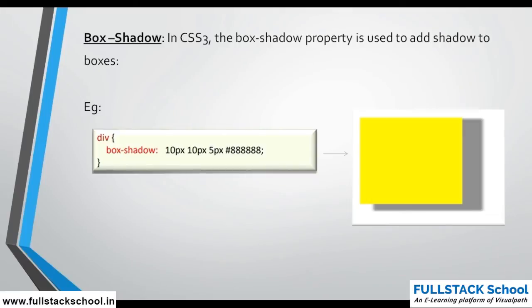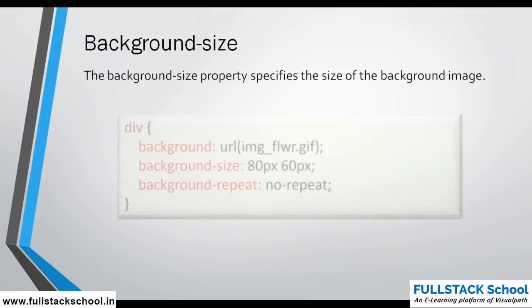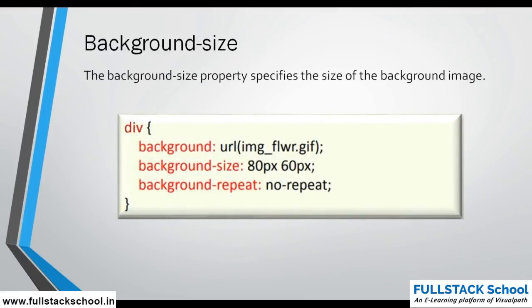That's the color of the shadow, which is like hash 888888. You can change your shadow color to any color. Then the third is background size. The background size property specifies the size of the background image. How? Take the background syntax URL, then the image name .zip or PNG or JPG.